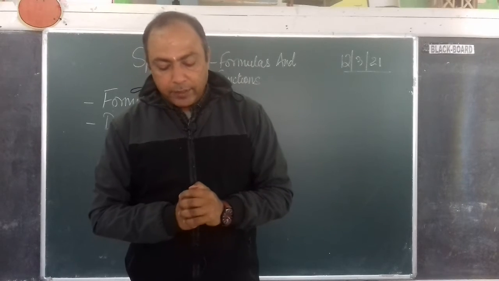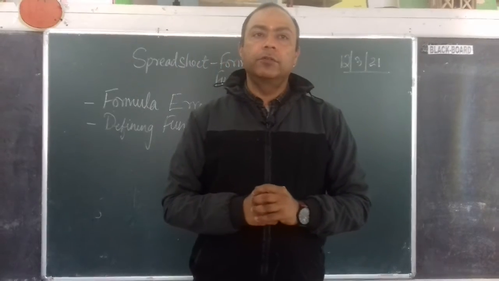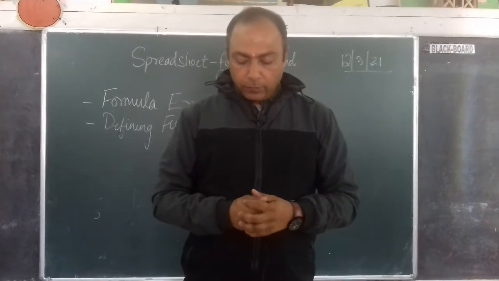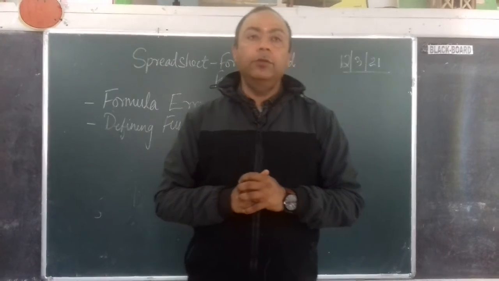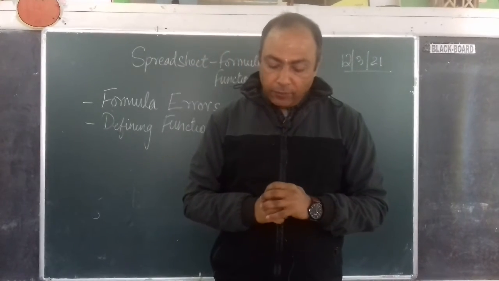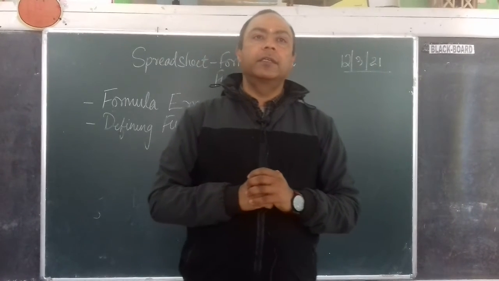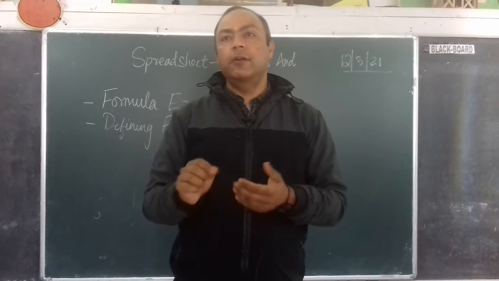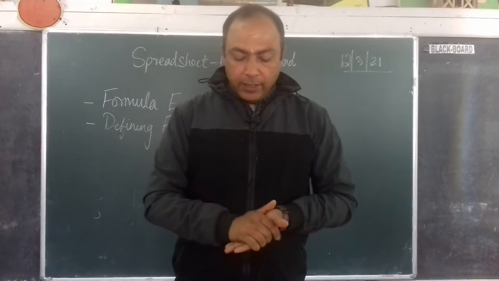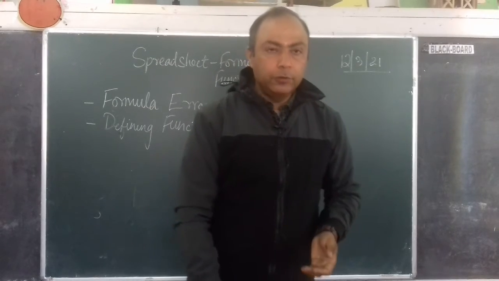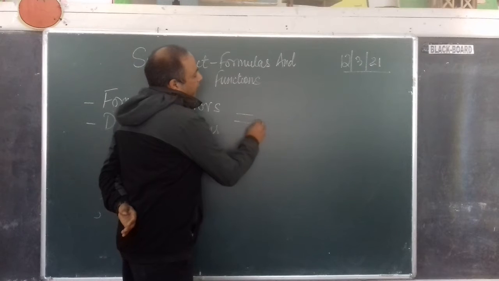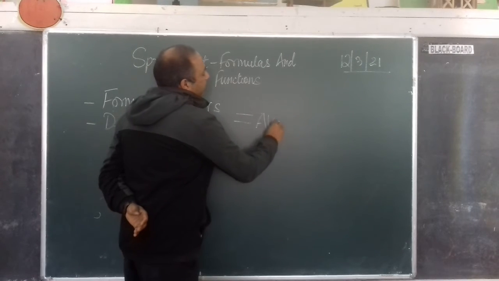A function always begins with the equals to sign. Like in a formula, the function should begin with the equals to sign. This operator implies that it is a function and not a string of text. So like in the formula, we have to start with the equals to sign. Similarly, in the function also, we need to start with the equals to sign. So when I have to use the average function, I have to use the equals to sign followed by the function name.